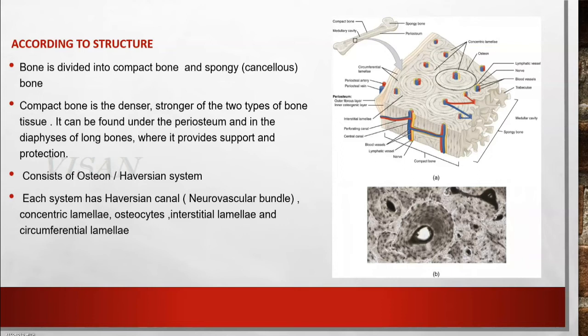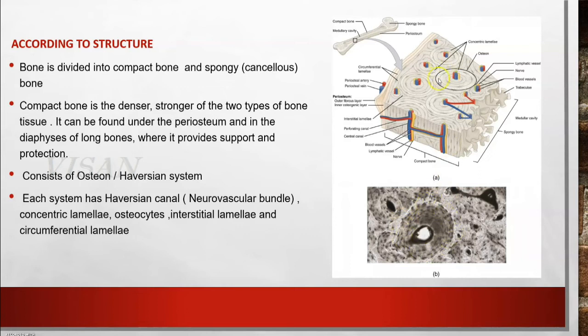The compact bone is dense, thick and strong when compared with the spongy bone. So here in the cross section of a compact bone, we can see many round circular structures. Each circular round structure we call an osteon or Haversian system. Here in the slide picture we can also see the concentric Haversian system.